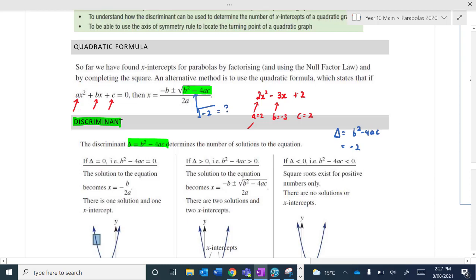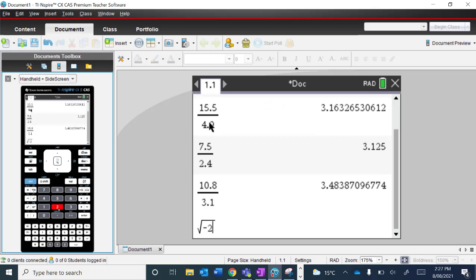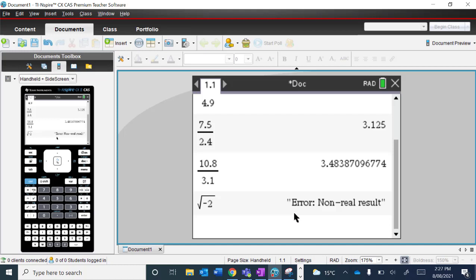If you were to try the square root of a negative answer, so for example, if I was to go control divide and the square root of anything negative, well, we're going to get an error. We can't take the square root of a negative number. It just simply doesn't exist. So it's a non-real result is what you'll see, or you'll see error in your Greek calculator.